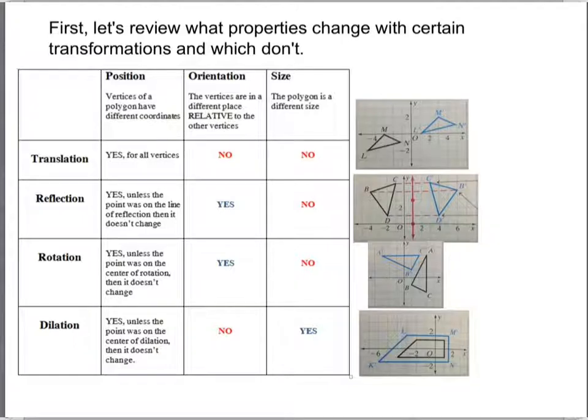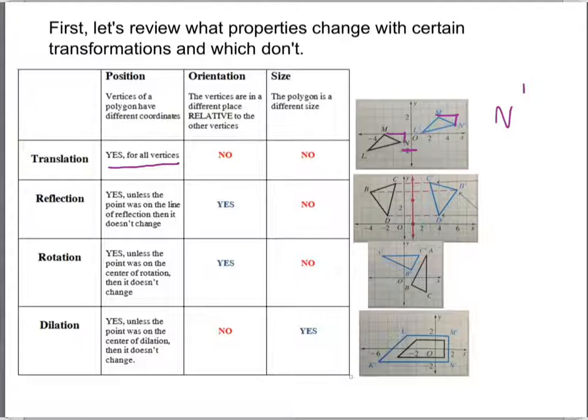So for translation, the position, yes, the position does change. So in this picture, that's a translation, and so you can see that M and M prime have different coordinates. So yes, the position changes. Now the orientation is looking at the vertices and how they sit relative to each other. So to answer this question, see how N is to the right and down from M, and N prime is right 2 and down 1 from M prime.